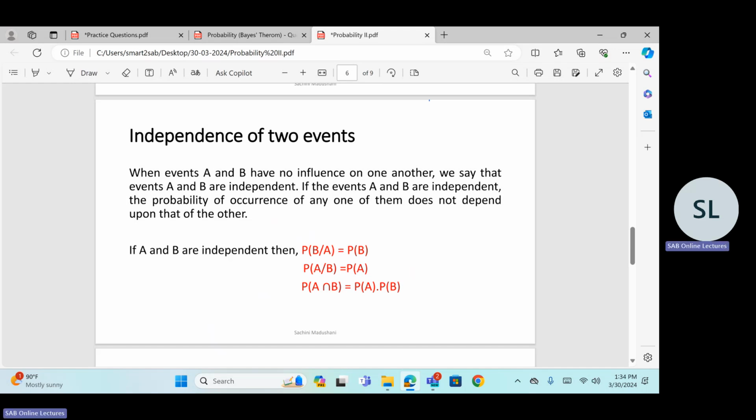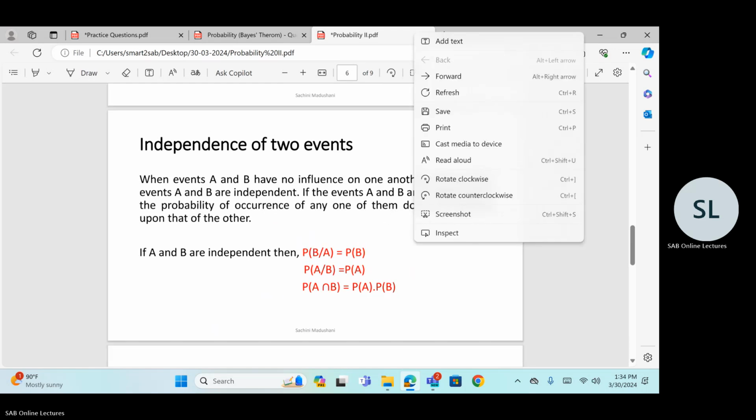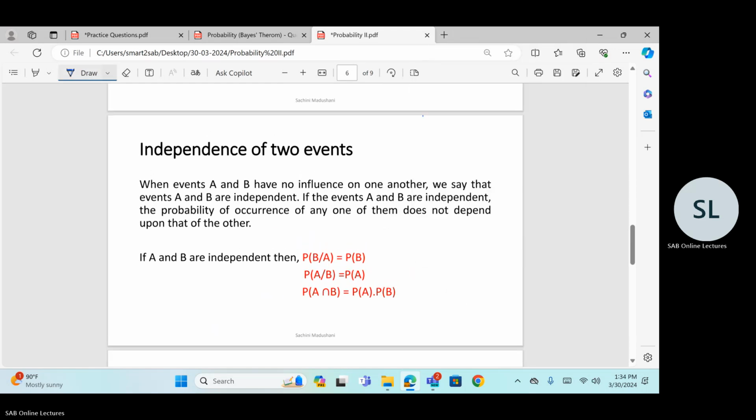Understood? Okay. Then the other one is, now you know the conditional probability. How to get the conditional probability? Probability of A given B. This is the formula: A intersection B divided by the probability of the first event. This is the structural formula to find the conditional probability.